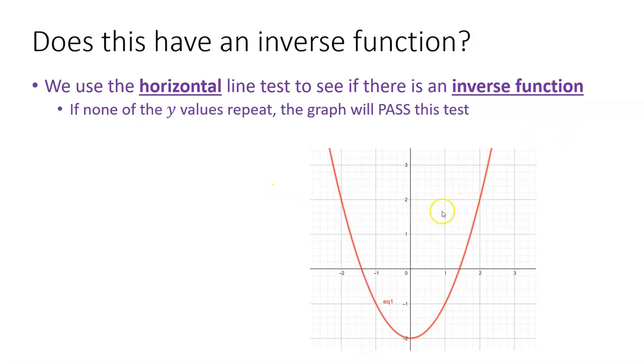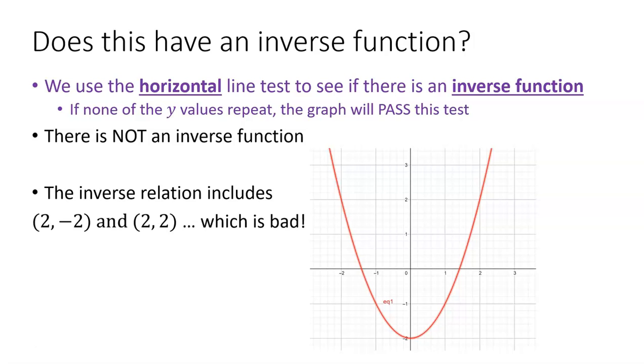Well, you could probably tell by the first time I ran the cursor through there, this fails the horizontal line test. There are multiple places where we cross the graph twice. That was supposed to be horizontal. And that's because the y values repeat. So there is not an inverse function for this.